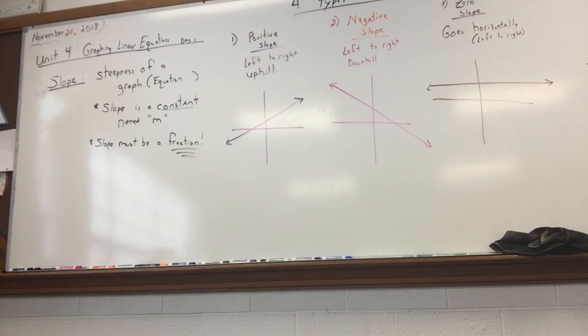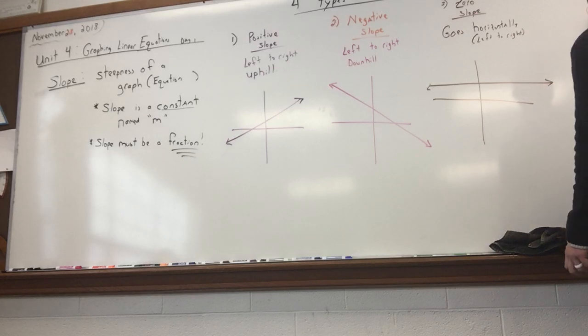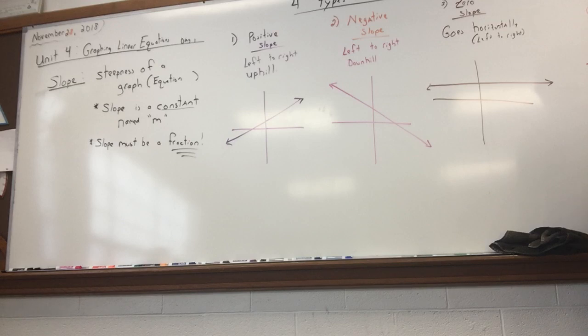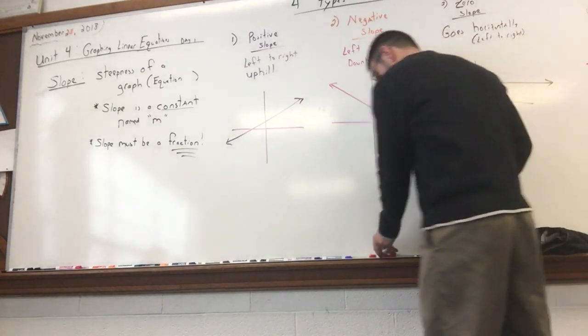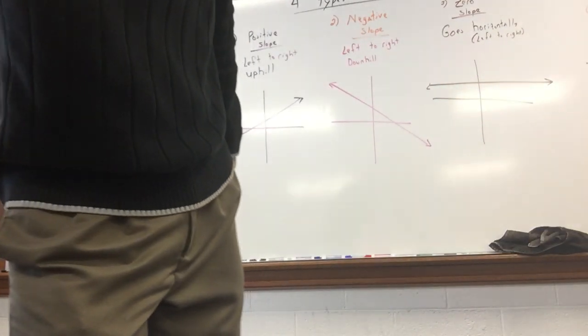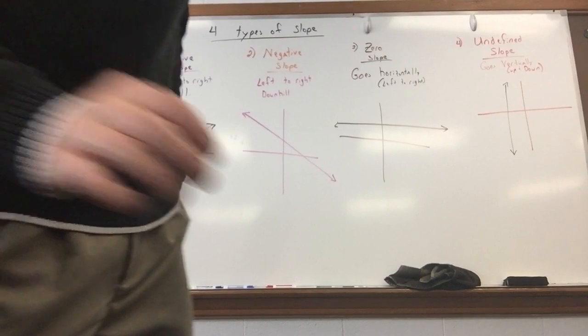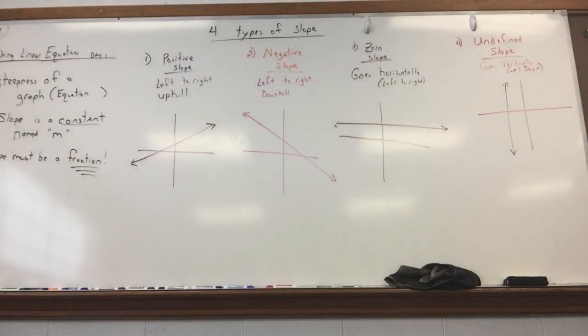What do we think is going to happen with this slope? Go ahead, Curtis. It goes vertically. Very good. Which means up and down. So it goes completely up and down. So just by looking at the graphs, you can tell me a couple different things. You can tell me whether they're positive, whether it's negative, whether it's zero, whether it's undefined. If you do not have those copied down yet, please do so.